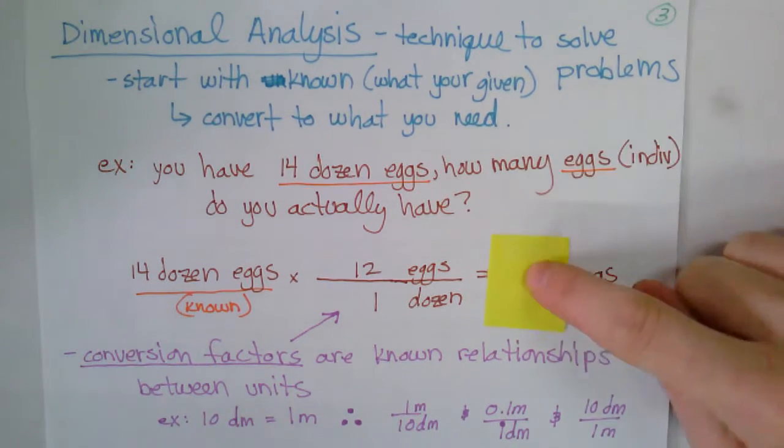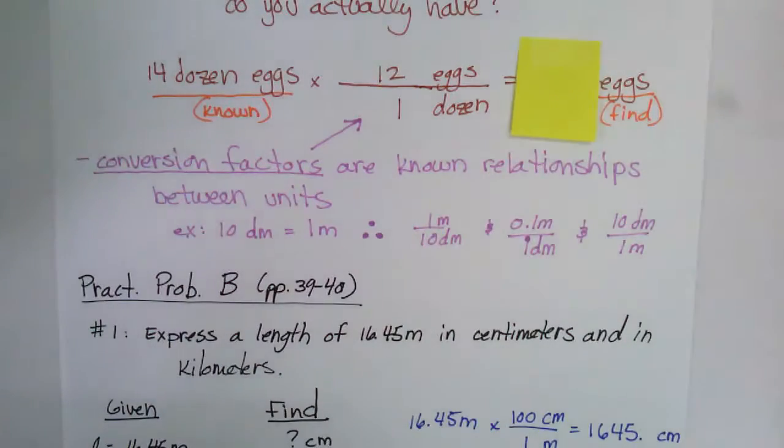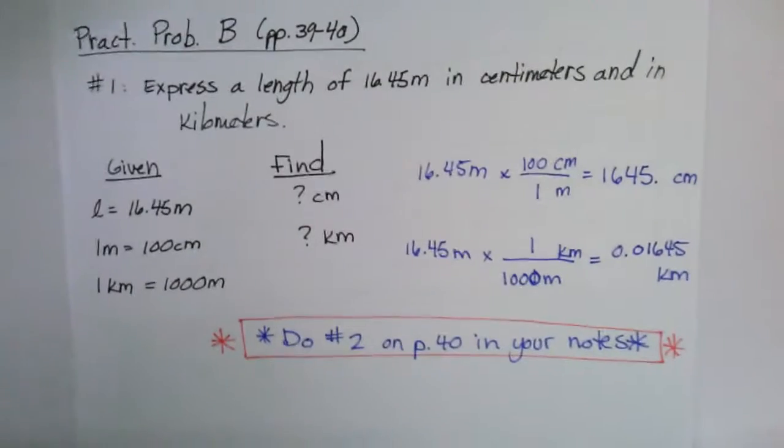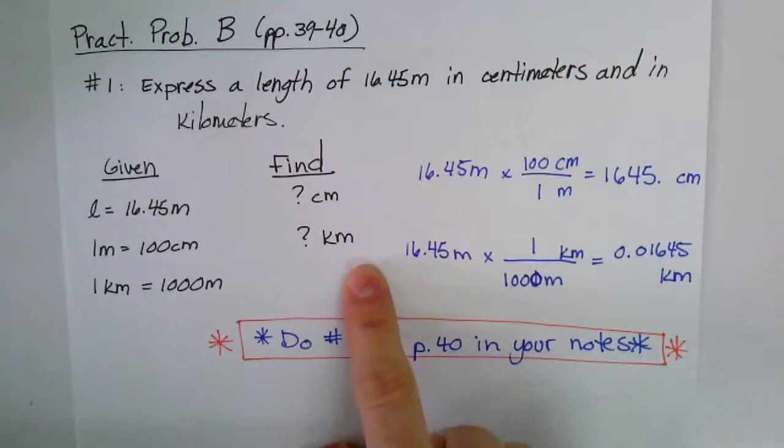Okay, so I want us to practice this now. So practice problem B is on page 39, and it kind of continues into 40. So it says express the length of 16.45, sorry, little decimal, in centimeters and in kilometers. So it's 2 steps. So I have to find 2 things. I'm going to jump down here, move us a little bit. I have to find centimeters and I have to find kilometers.